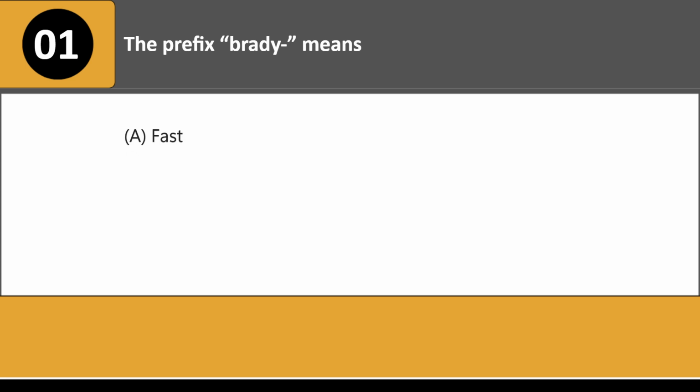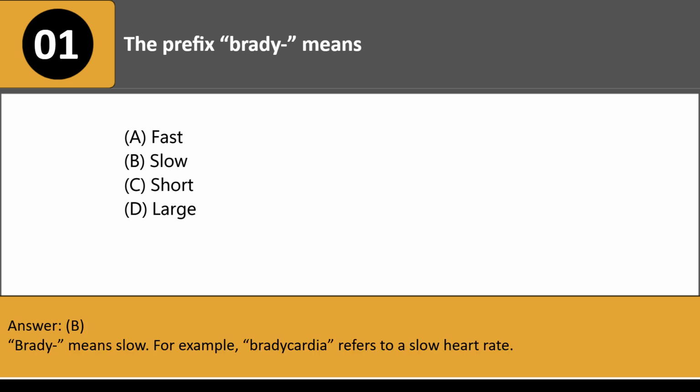The prefix brady- means A. Fast, B. Slow, C. Short, D. Large. Answer B. Brady- means slow. For example, bradycardia refers to a slow heart rate.